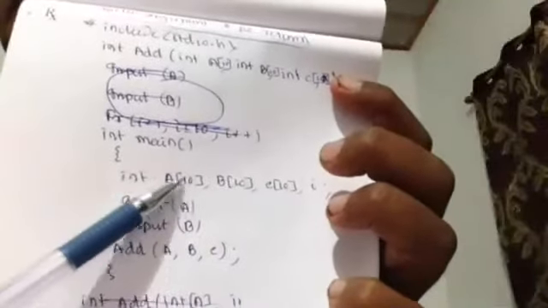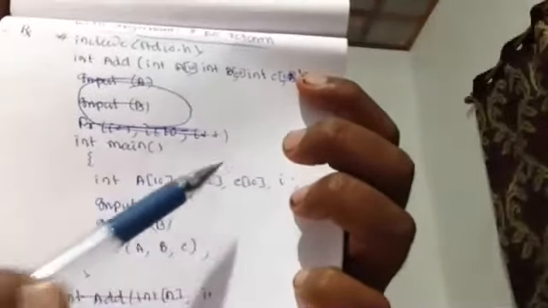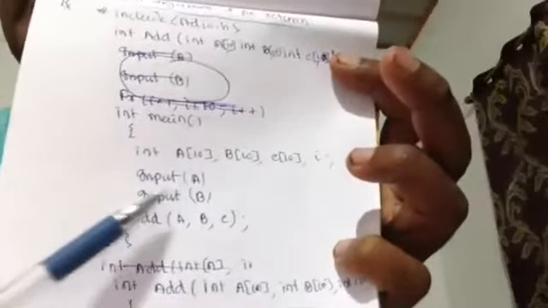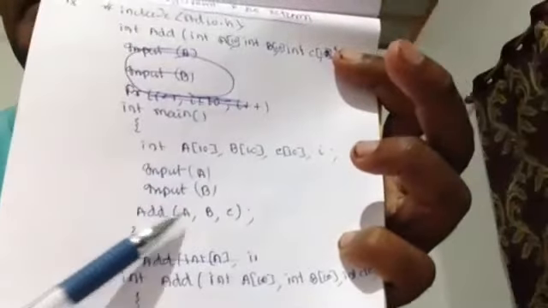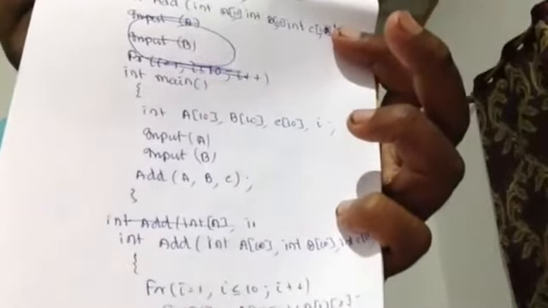Just declare a variable: input array A, B, and C. This is the declaration of variable I. Okay. Then input A, input B. Then call the function add A, B, C. It's clear? Are you getting something?